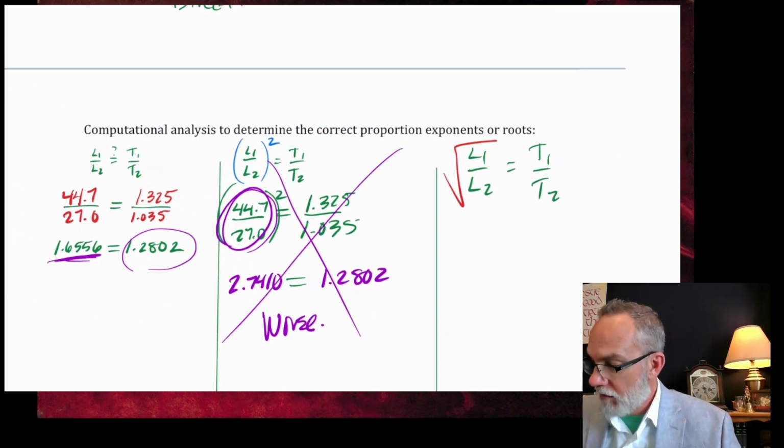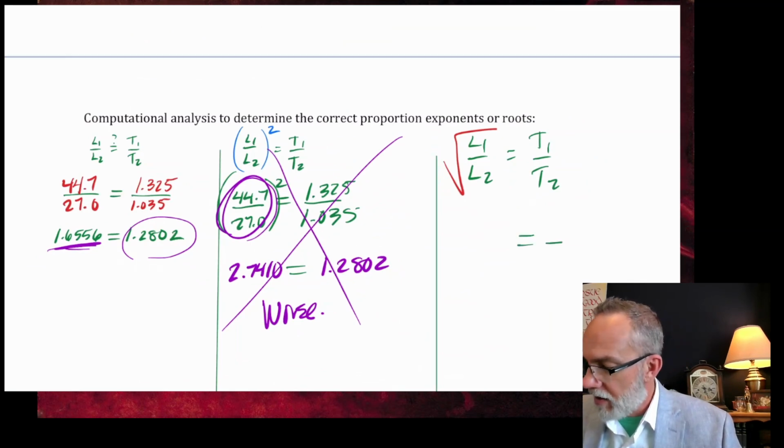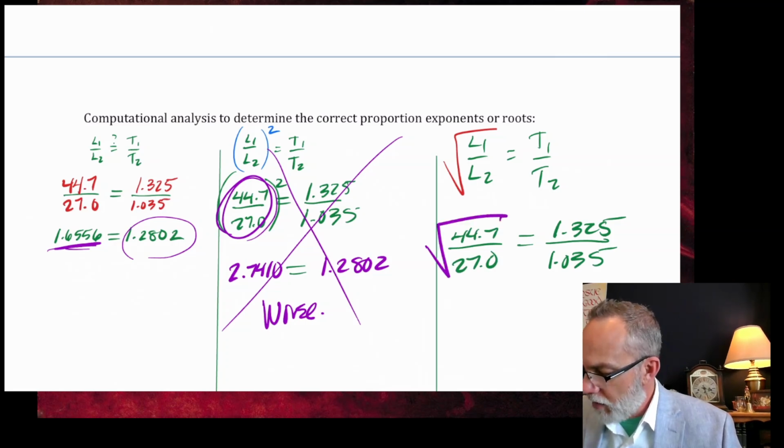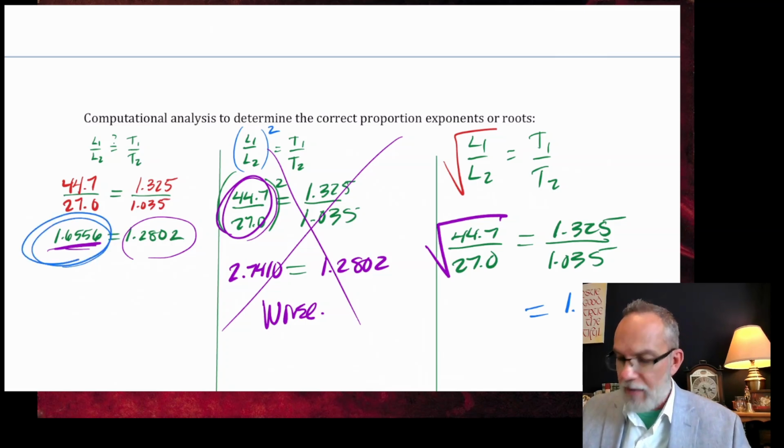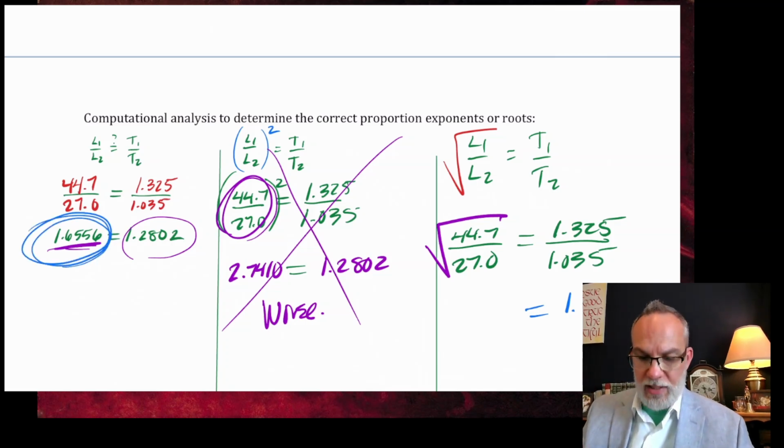But what about this third one over here? Okay, run the numbers again. Again, it's 1.325 times 1, 1.035 times 2 over 44.7 and then 27.0, but this time I'm going to square root it. All right, so I've already got a value over there on the right hand side, 1.2802. I don't have to reproduce that. Now, all I have to do is take 1.6556, which is the original decimal I got for that original proportion, and then square root it now and see what I get.